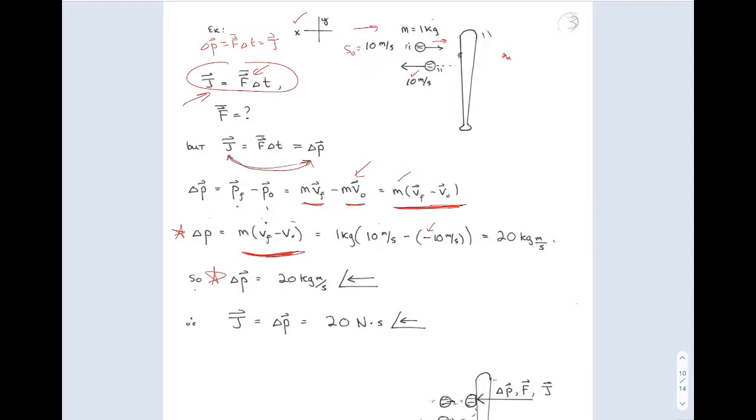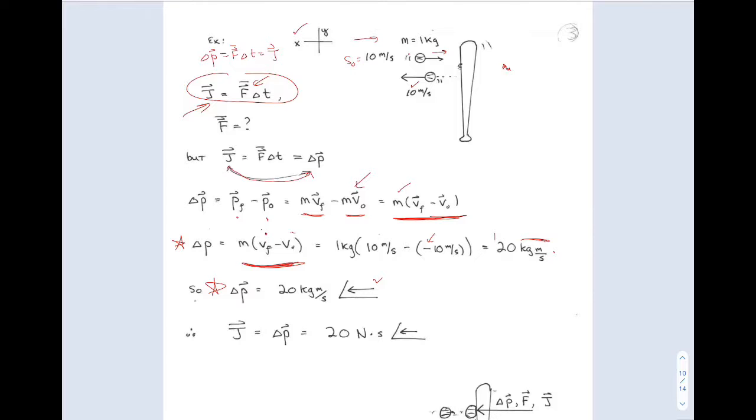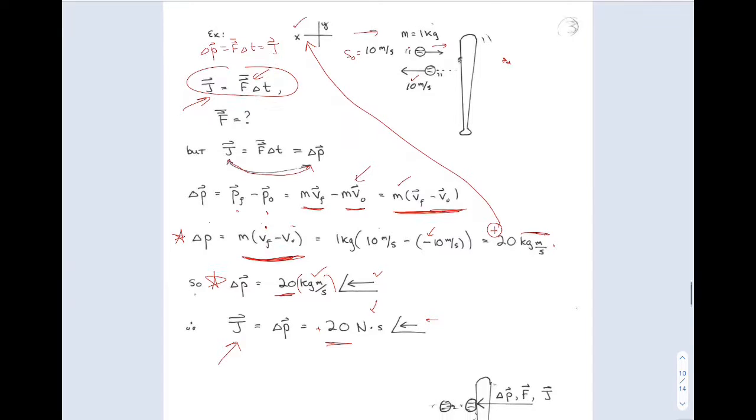If I write it as a vector, my change of momentum is 20, and those are the units, to the left. That arrow shows us to the left. Oh, I'm sorry, it's a positive number here. So the positive number implies the change of momentum is to the left. Well, the impulse is the same as the change of momentum. Momentum is 20, so impulse is 20, and it would be okay to write impulse in these units, kilogram meters per second, but a kilogram meter per second we just showed is the same thing as a Newton second. And since that's positive, it also points to the left.